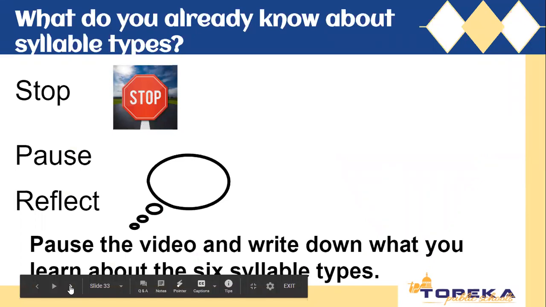So that was just a brief overview of the 6 syllable types. Please take a moment to pause, stop, and reflect about what you learned about the 6 syllable types. Do you think that is something that you're going to need to teach to your students? And how would you plan on teaching those to your students? If you need additional instruction on syllable types, your colleagues in your grade level or your instructional coach would be valuable resources to help you with this. You may pause, and when you are ready, proceed to the next slide.